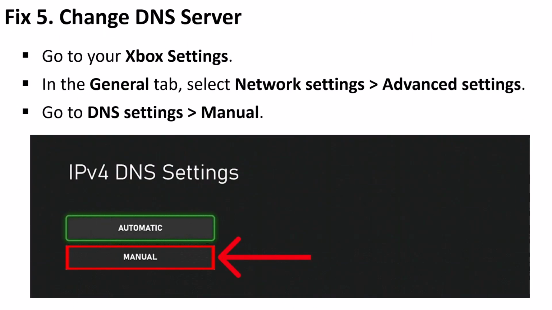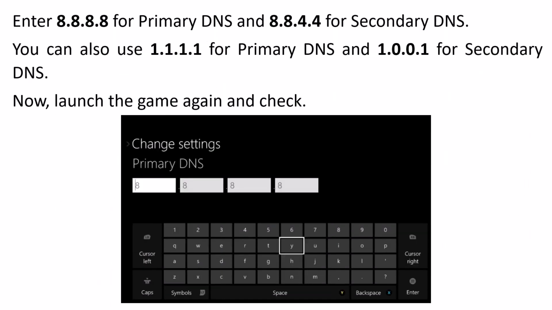Fix 5. Change DNS server. Go to your Xbox settings, in general tab select network settings, advanced settings, go to DNS settings manual. Enter 8.8.8.8 for primary DNS and 8.8.4.4 for secondary DNS. Now launch the game again and check.